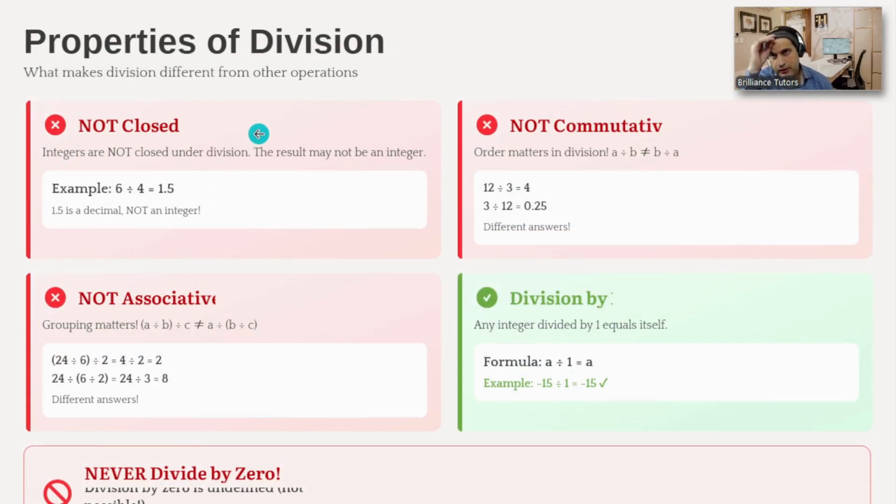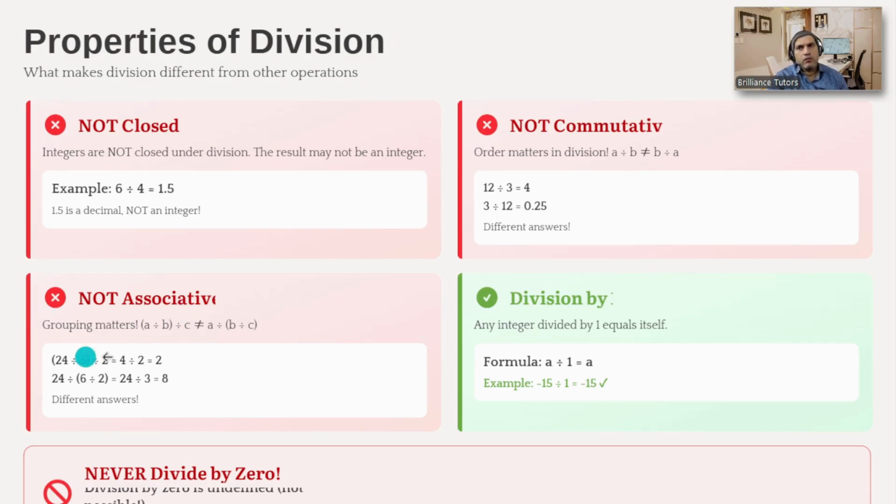Properties of division. Integers are not closed under division, because when you divide we do not always get an integer, it's a fraction. And division of two numbers is not commutative, because when we change the order, we do not get the same result. Like 12 divided by 3 is 4, and 3 divided by 12 is 0.25. Different answer, so it is not commutative.